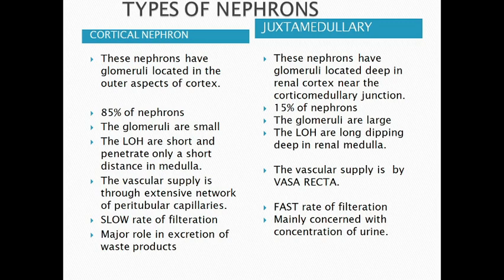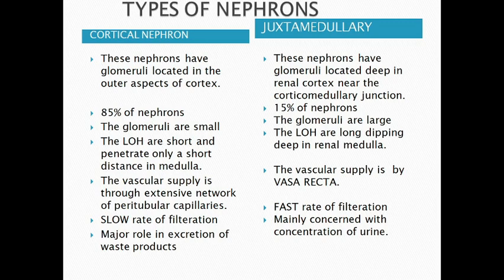Right. The cortical nephrons have glomeruli which are located on the outer aspect of the cortex. So just remember that those nephrons whose glomeruli are present in the cortex are referred to as the cortical nephrons, whereas those nephrons whose glomeruli are present deep in the renal cortex just near the corticomedullary junction are referred to as juxtamedullary. Juxta refers to near and medullary refers to the medullary area.